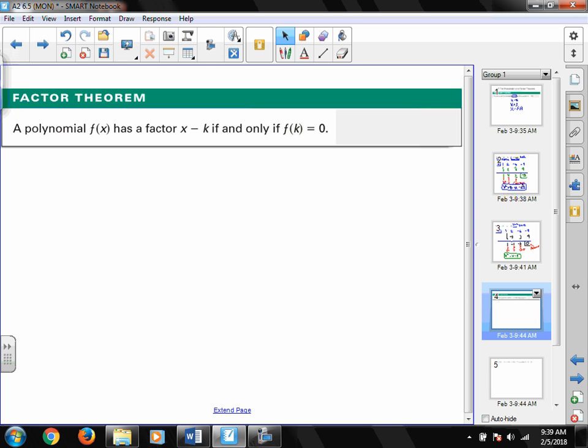Okay, so the next thing we want to talk about, the factor theorem, says that a polynomial has a factor of x minus k. Notice, same form we were just working with. So it'll be x minus some number or x plus some number, if and only if, when you evaluate the function at k, whatever that number is, it equals 0. So when you do your synthetic division, that remainder will be 0, just like it did in the last problem.